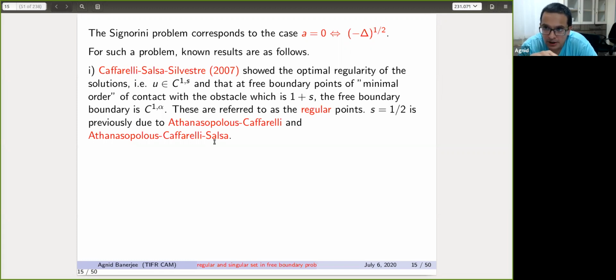Now, I should mention over here as well that s equals half was previously addressed by Athanasopoulos and Caffarelli, and also by Athanasopoulos, Caffarelli, and Salsa, by different methods.